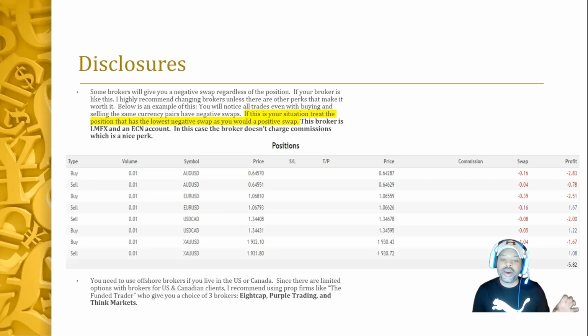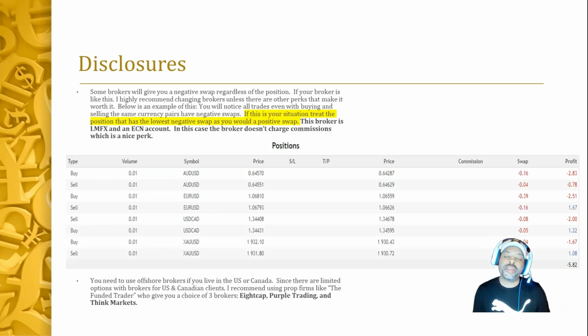For this reason, I recommend using prop firms like the Funded Trader, who give you a choice of 3 brokers. ACAP is based in Australia, and Purple Trading and Think Markets are based in, I think, London or like the UK. So my favorite one from these two is Think Markets, but I like Purple Trading as well. So having a prop firm is very useful for us, especially in the US, because they give us access to a world of other brokers.